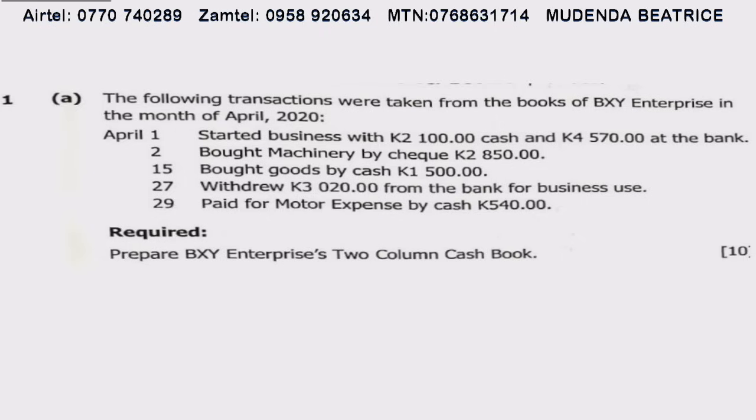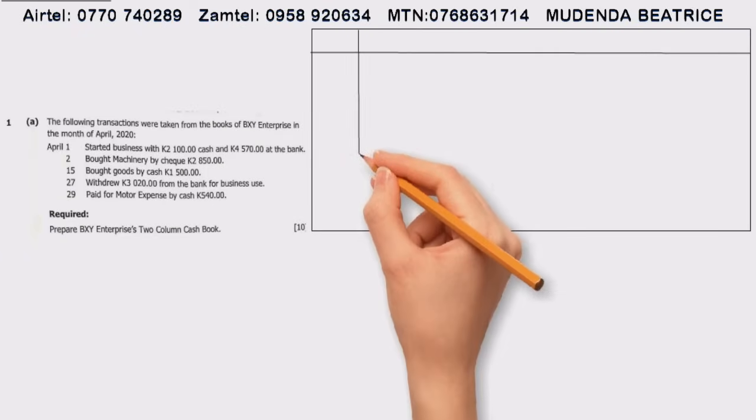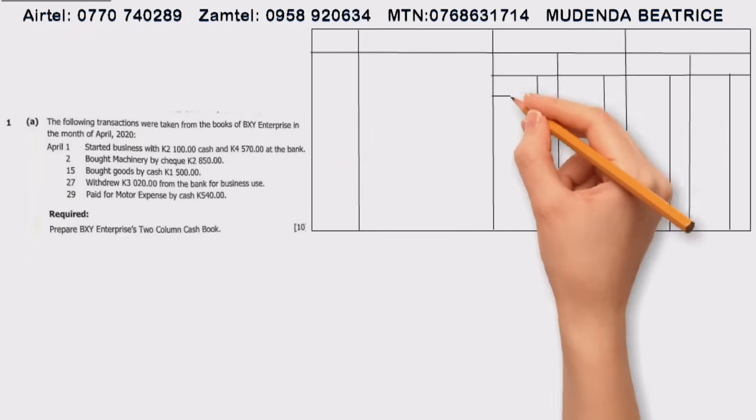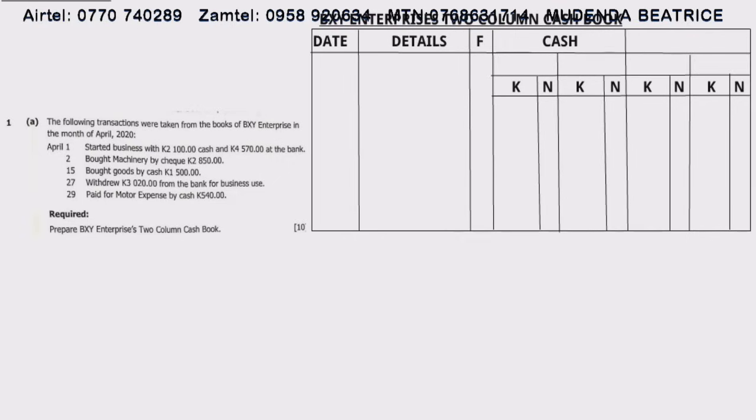Okay, so we need to prepare a 2-column cash book for BXY Enterprise. Before we go ahead and start preparing this, I want you to take time and go through the transactions and the actual question, which requires us to prepare a 2-column cash book for BXY Enterprise. Okay, once you have done that, then you can go ahead and enter these transactions.